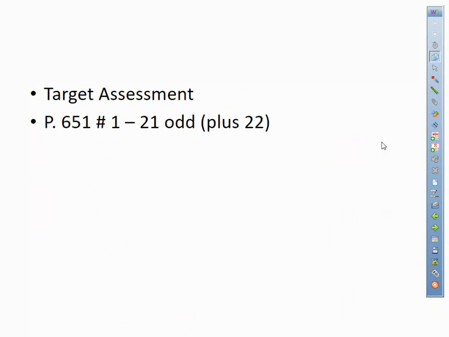I know that was weird. We'll do some more of that when we're doing our live Zoom time. So you've got a target assessment and some practice problems. On your practice problems, you've got page 651, numbers 1 to 21 odd. And then I also added in problem 22. So go work out, using the derivatives, both the first derivative and the second derivative of our parametric equations.